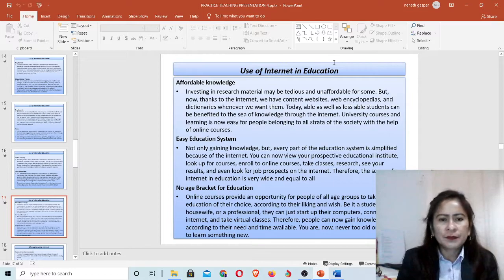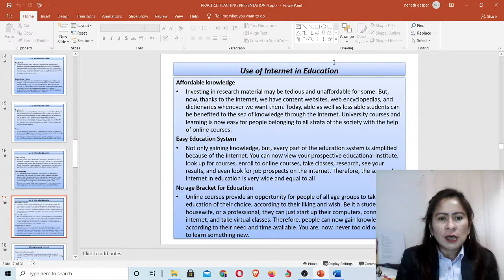Affordable knowledge. Investing in research materials may be tedious and unaffordable for some. But now, thanks to the Internet, we have websites with encyclopedias and dictionaries whenever we want them. Today, able as well as less able students can benefit from the sea of knowledge through the Internet. University courses and e-learning are now easy for people belonging to all strata of society with the help of online courses.